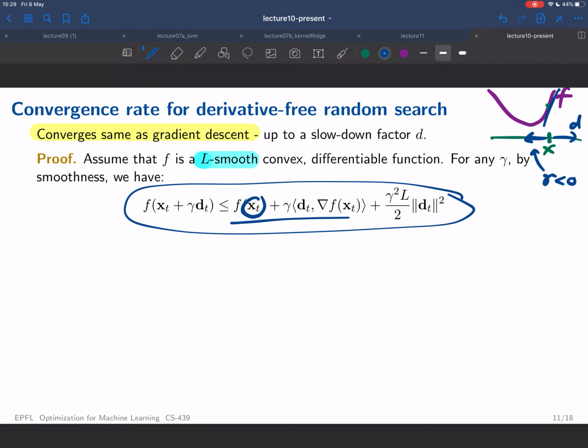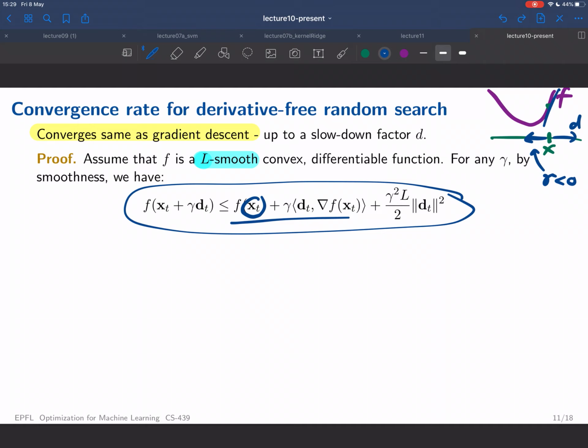And then the question is just, what's my new point? Of course, my new point is x plus d times the step size. So from the linearization, I have this term. And then from smoothness, I have that I'm below the quadratic of how far I have moved away from my x. And that's exactly d times gamma, so d times gamma squared is how far I've moved in square norm. All right, this we have for sure.